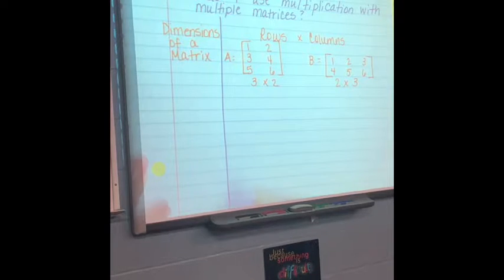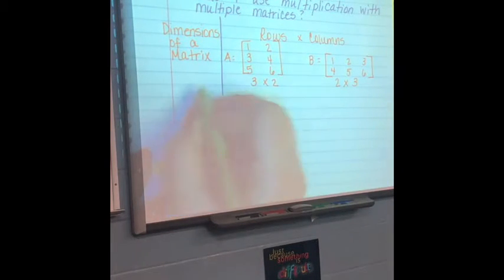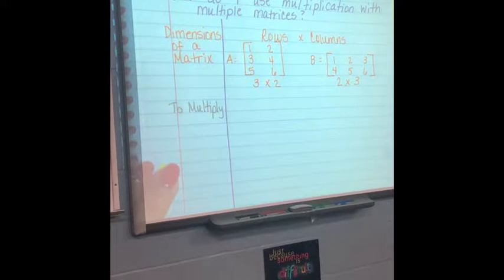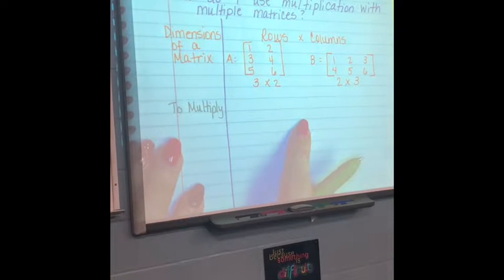All right. So let's talk about how we know if we can multiply them. This next little piece kind of seems confusing until you start multiplying them, and then you understand why it's done this way. This is not multiplication right here. This is just telling me if I can multiply them or not, okay? So to multiply, the columns in the first one must be the same number as the rows in the second one.